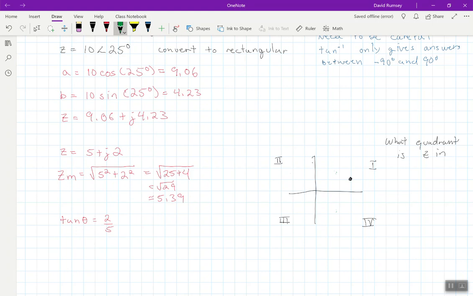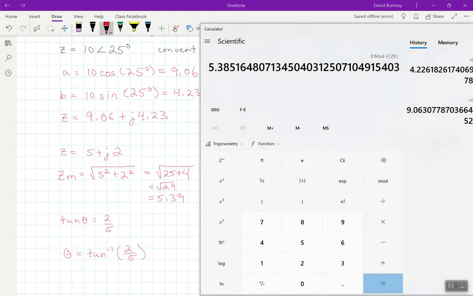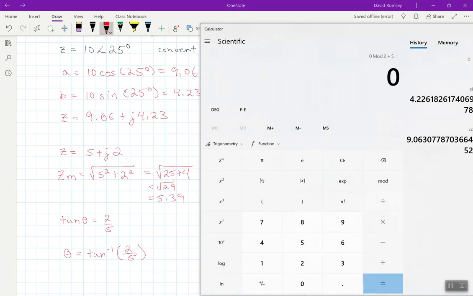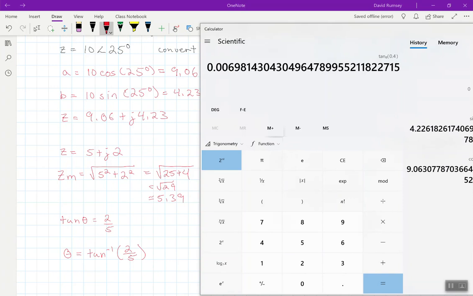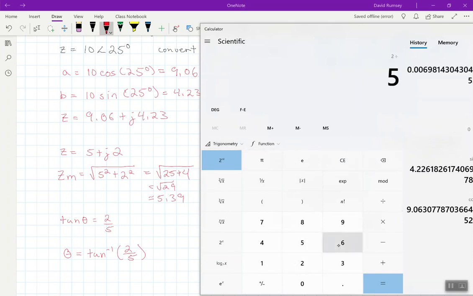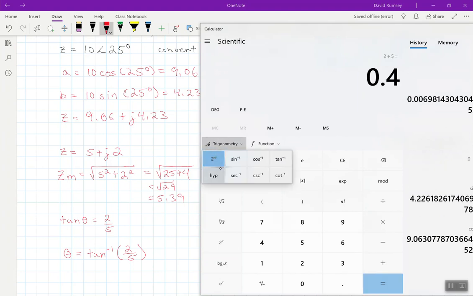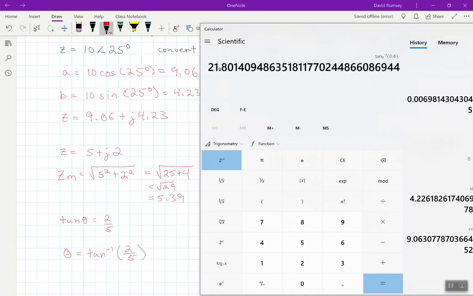Okay, but since it's in quadrant 1, I can literally just do the inverse tangent of 2 over 5. So let's do 2 divided by 5. I don't want to do tangent, I want to do inverse tangent. Oh, there's a second within the menu. So 2 divided by 5, second, inverse tangent, and then we get 21.8.